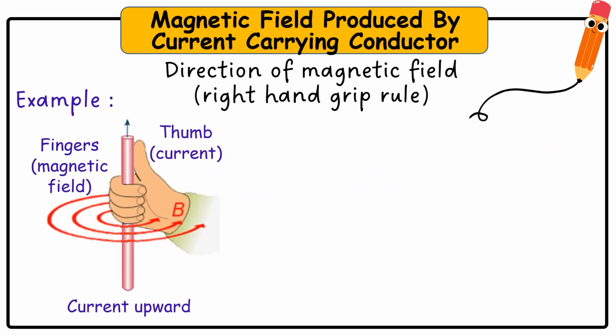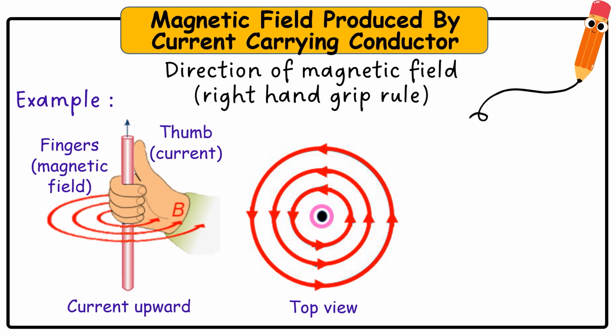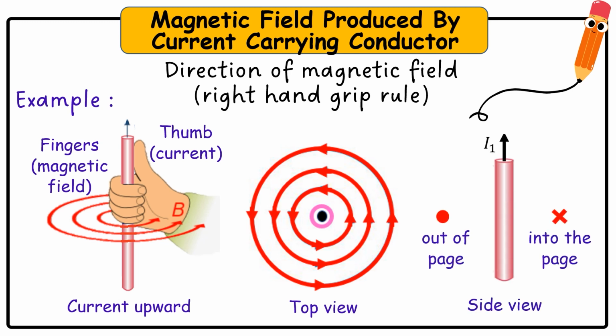The example shows the direction of magnetic field when current flows in a straight wire. From the top view, we use the dot circle symbol to represent the direction of current moving upward, and the counterclockwise circle represents the direction of magnetic field around the wire. For the side view, at the right side of the wire, we use the cross symbol for the magnetic field directed into the page, and at the left side, we use the dot symbol for the magnetic field out of the page.